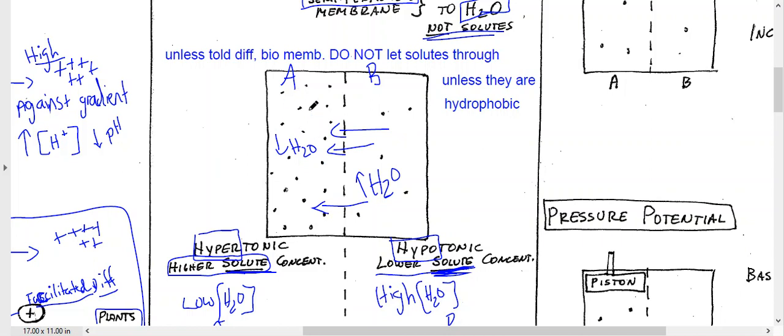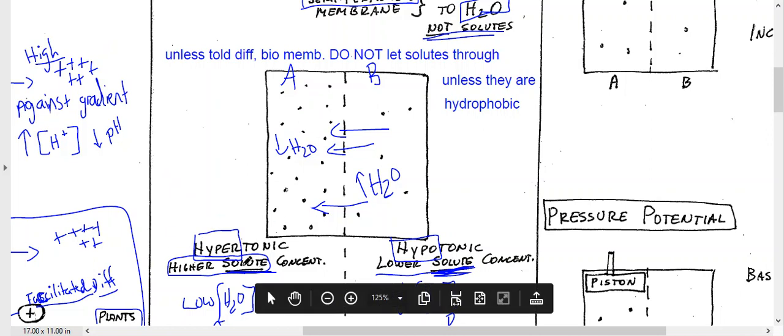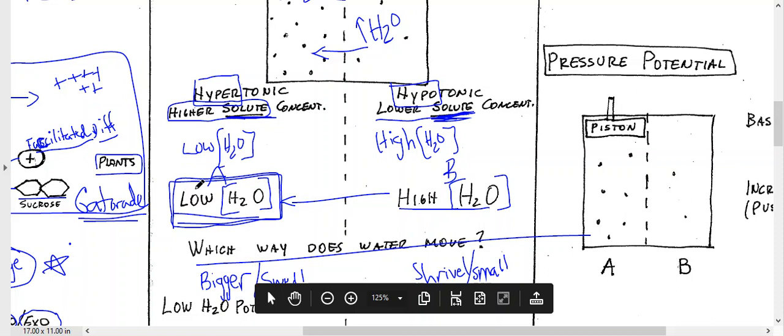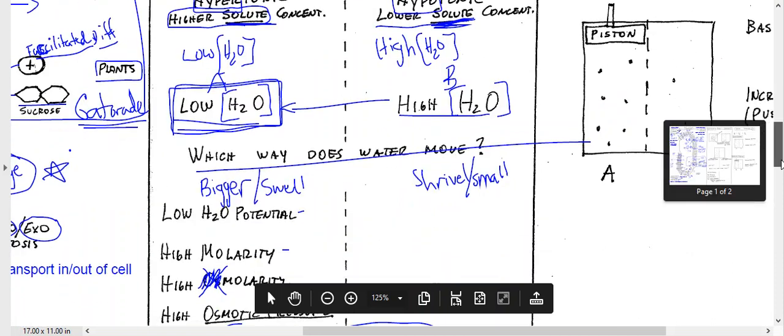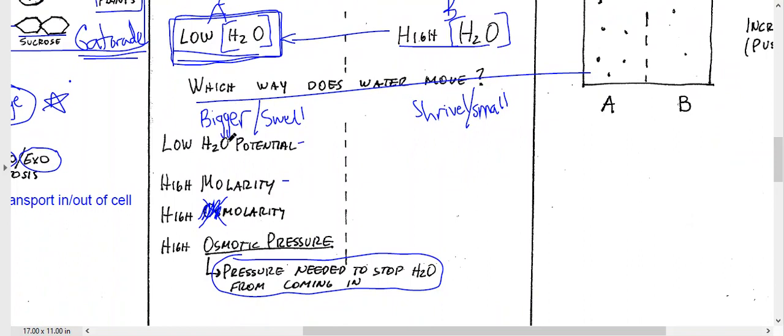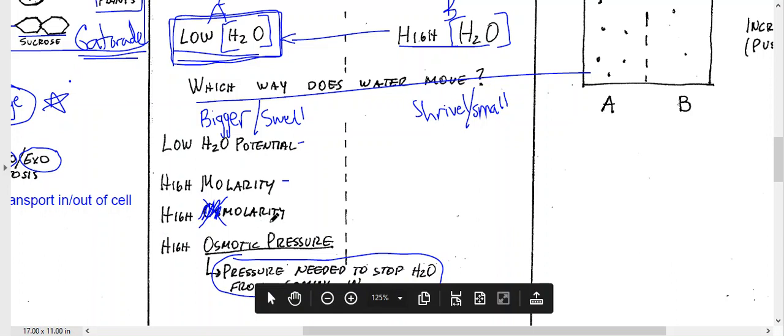So it's going to take a lot of pressure to counteract that and prevent that from happening. So when you have a hypertonic solution, you're going to have low concentration of water, and another way to say low concentration of water is to say that you have low water potential, you have high molarity, you have high osmolarity, and you have high osmotic pressure.